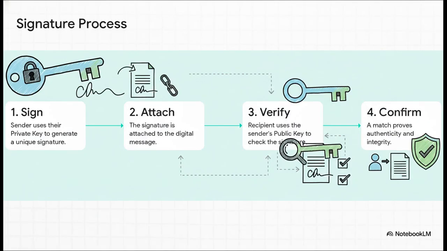So here's how it goes down. It's this clever four-step dance. First, the sender uses their secret private key, something only they have access to, to generate a unique signature. Second, that signature gets attached to the message. Third, the recipient uses the sender's public key, which is public and available to everyone, to check it. And finally, if that public key can successfully validate the signature, it confirms two absolutely critical things. The sender is who they claim to be, and the document hasn't been changed one bit.